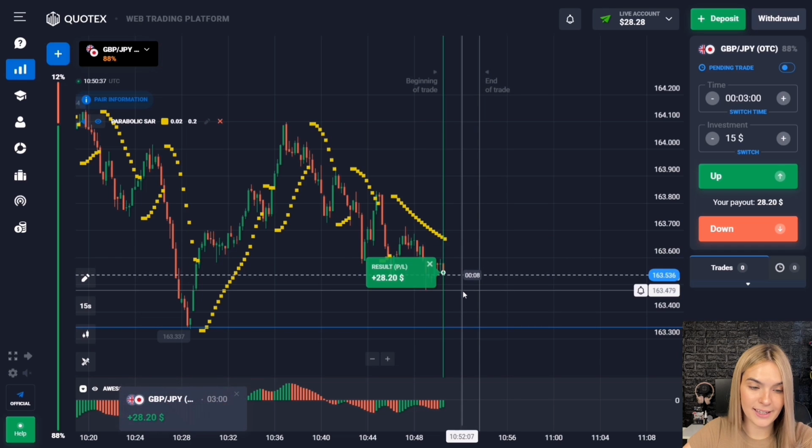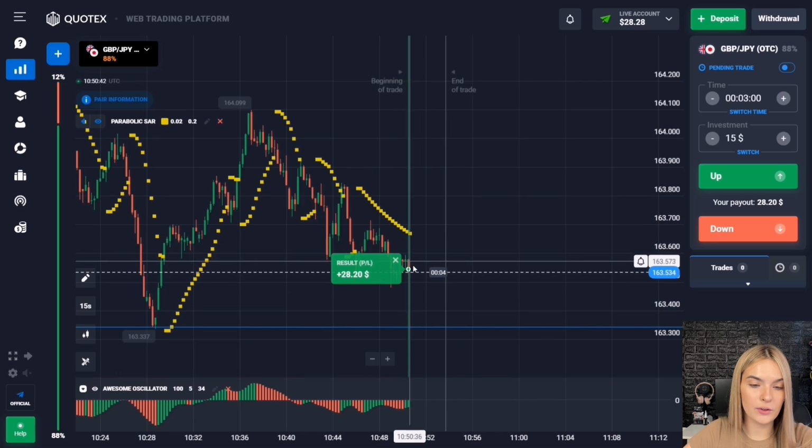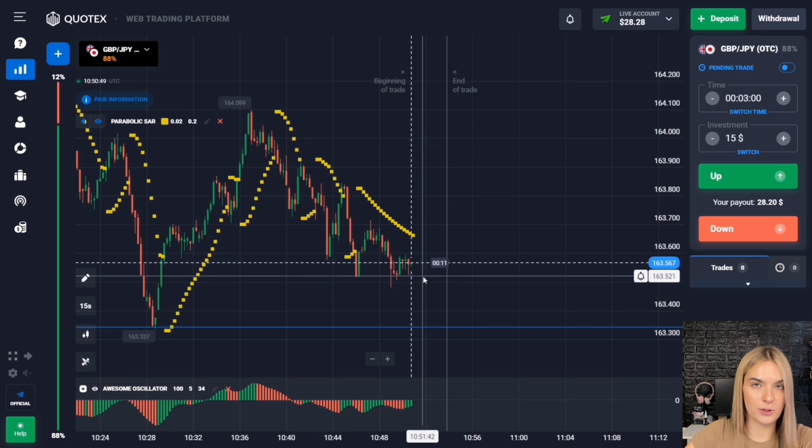Well guys, it's fine. The downward movement has continued and we are making profit. The price has slowed down a bit and there may be a pro trade in the future. Therefore, I suggest we continue and consider a more confident entry point.